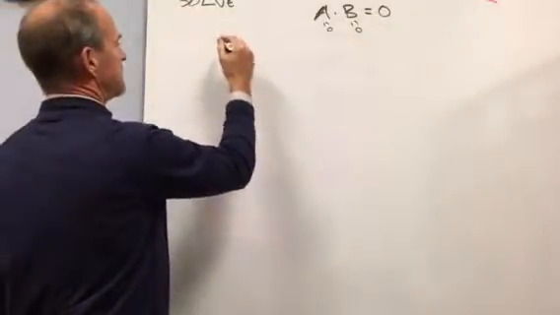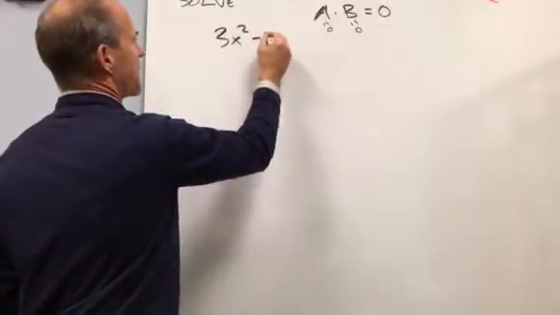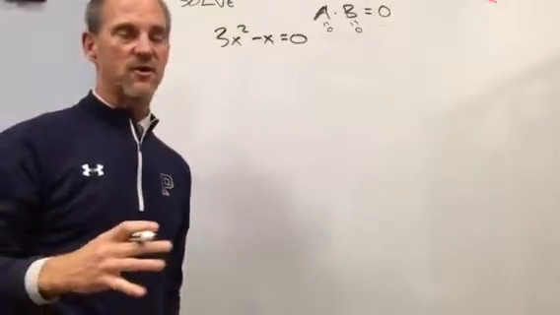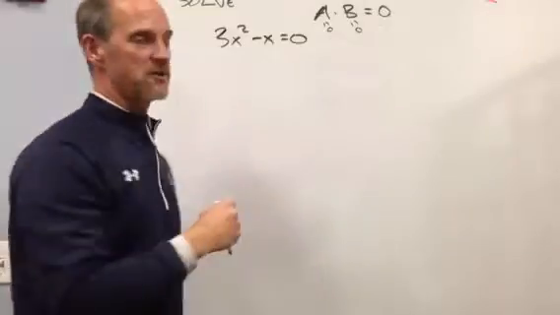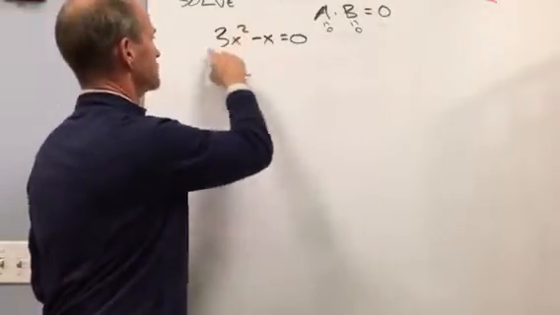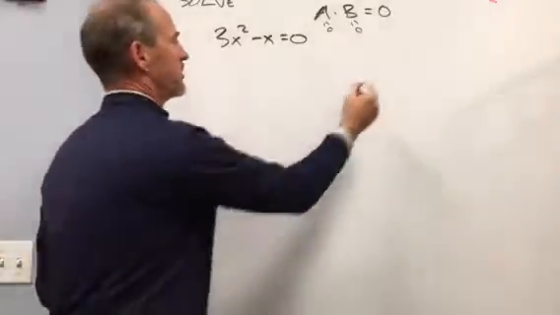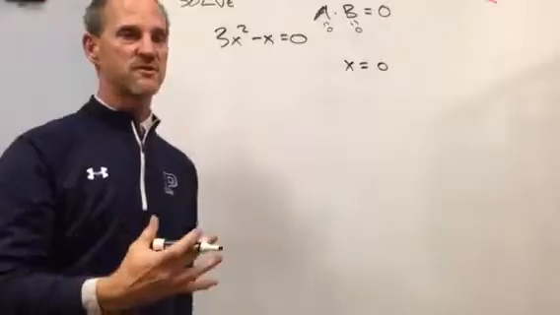If I said maybe 3x squared minus x equals 0, and I'm looking for an x value that works, again, guess and check might lead you to say, well, what if I just make it 0? Because 0 squared is 0 times 3 is still 0. 0 minus 0 gives me 0. So I know that I could say, well, x equals 0. But maybe there are more solutions.